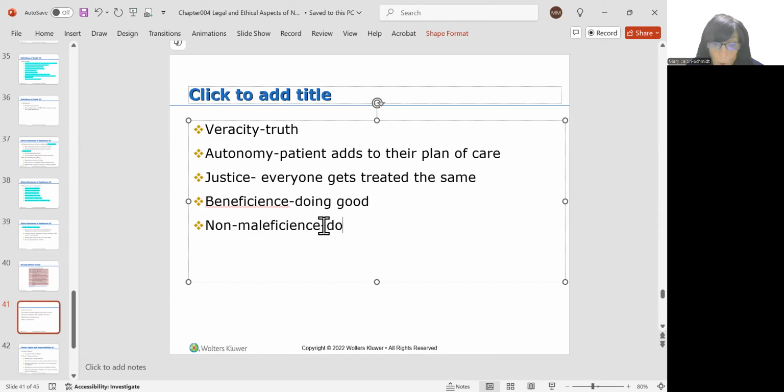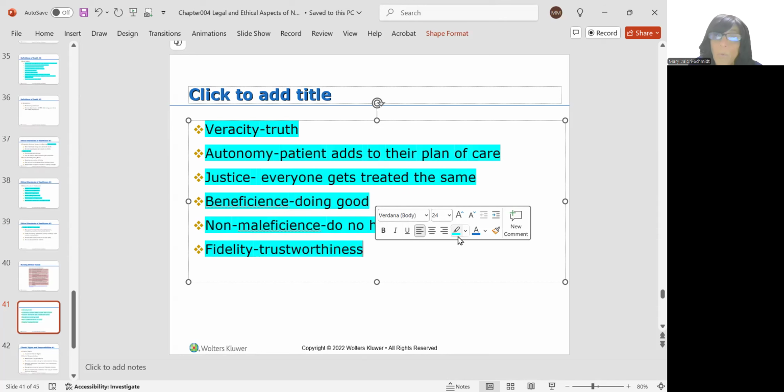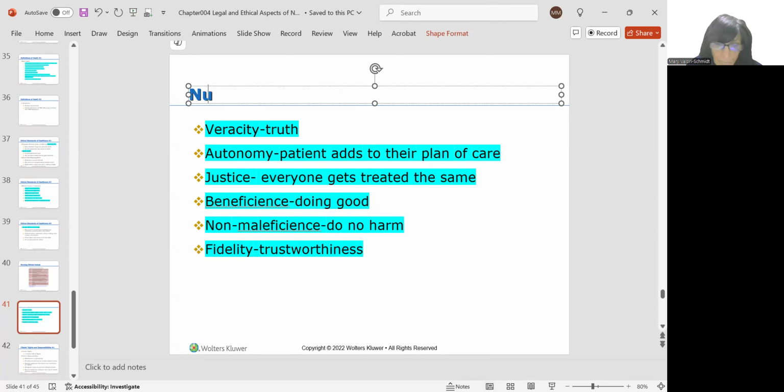Non-maleficence means do no harm. So that could be a non-action, like if your patient says, I want a bath in ice cubes 5 times a day. You wouldn't do that because you know that that is not good for them, right? So you wouldn't do that. And then we have fidelity. People get divorced because of infidelity. So fidelity means trustworthiness, right? Trustworthiness. If you say you're going to be back in 15 minutes, be back in 15 minutes. These are important things to build rapport with your patient and to build trust, right?